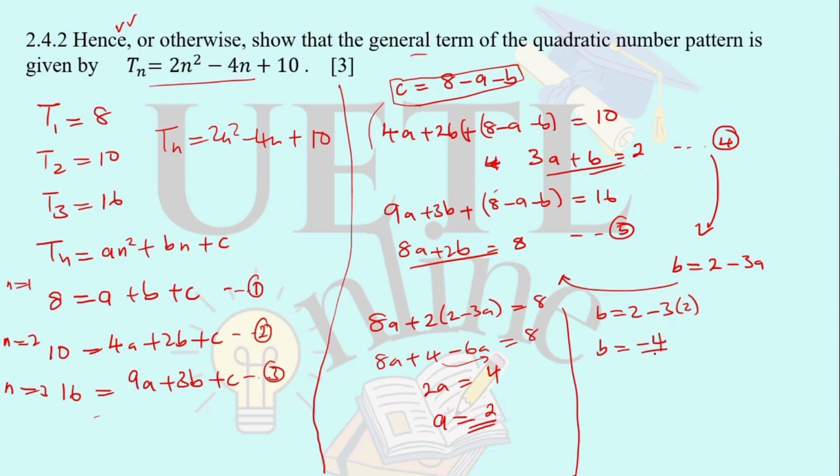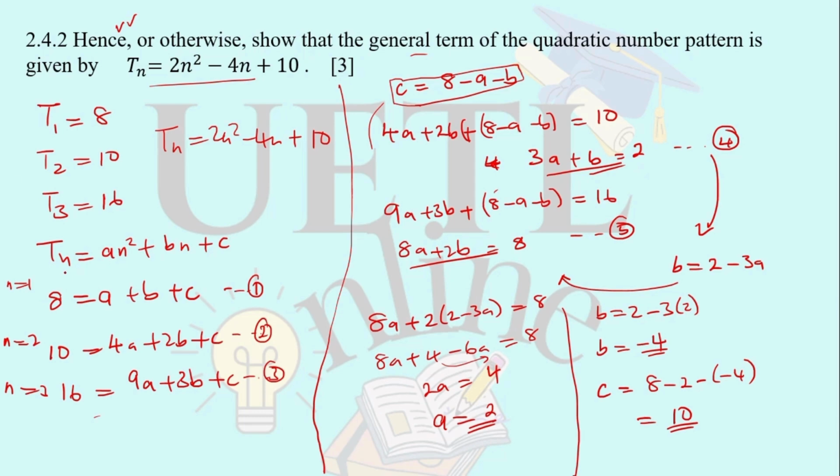Then after that, let's substitute A and B to this equation to find C. This means that we're going to get C is equals to 8. A is 2 minus B is minus 4. Okay, so solving this, we're going to get our answer, 8 minus 2 it becomes 6. Then here plus 4 it becomes 10. Okay, so after that, we've shown that A is equals to 2, B is equals to minus 4, and C is equals to 10. Okay, so now we can substitute to our equation here.